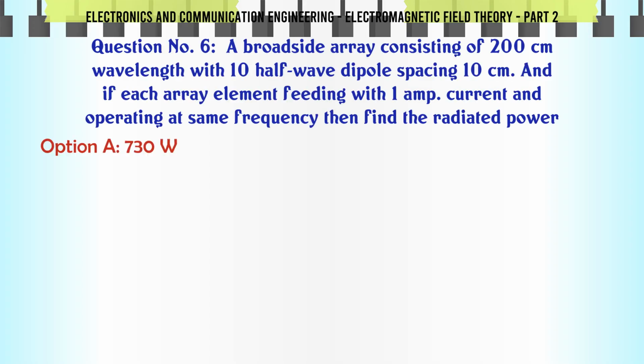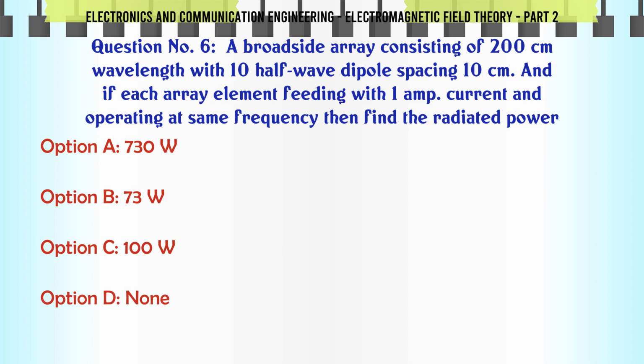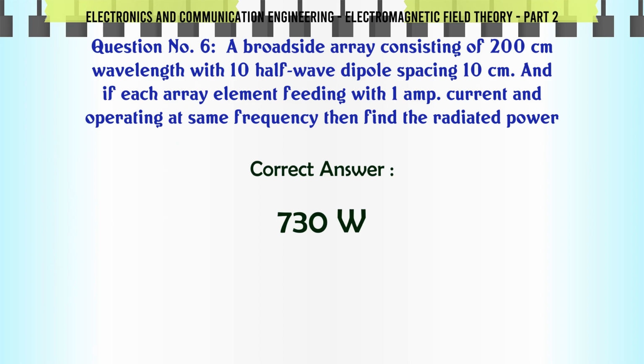A broadside array consisting of 200 cm wavelength with 10 half-wave dipoles spaced 10 cm. If each array element is fed with 1 amp current and operating at the same frequency, then find the radiated power. A. 730 watts, B. 73 watts, C. 100 watts, D. None. The correct answer is 730 watts.